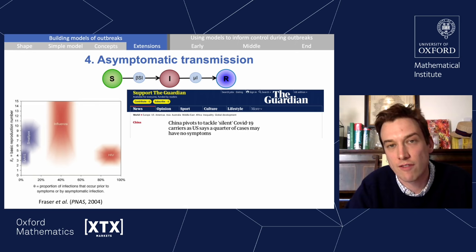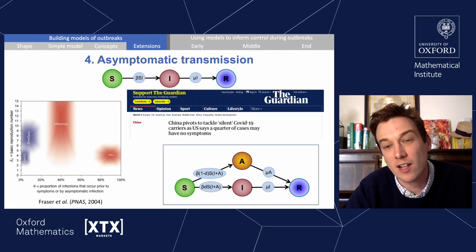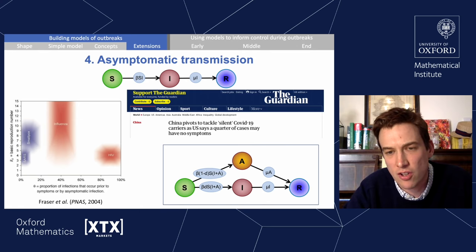So this idea about asymptomatic transmission can be included in a model like the SIR model. Here's an example. This is exactly the same as the SIR model. The only thing that I want to point out is that we have this additional A class in the model. This represents individuals that are infected and are transmitting the underlying disease, but they're not showing any clear symptoms. These are the asymptomatic carriers of the disease.